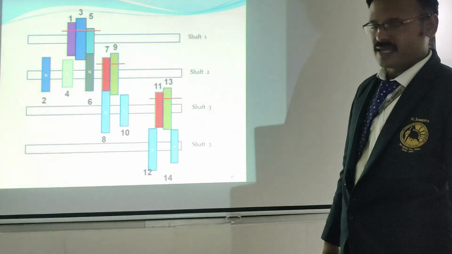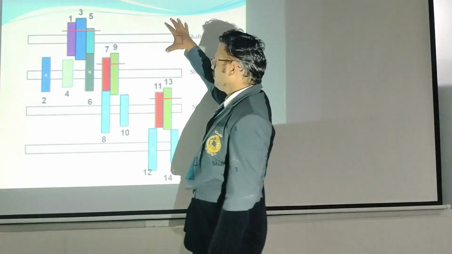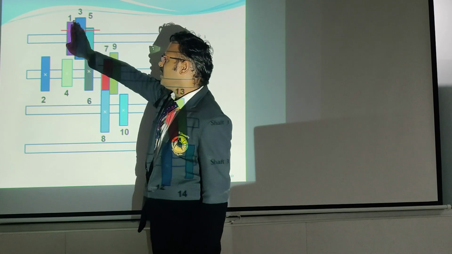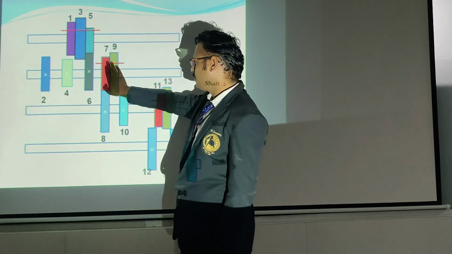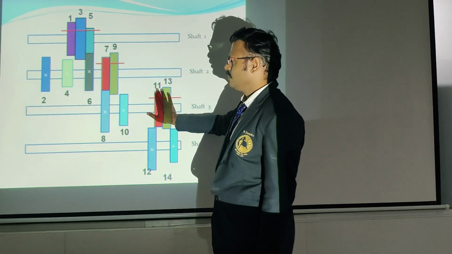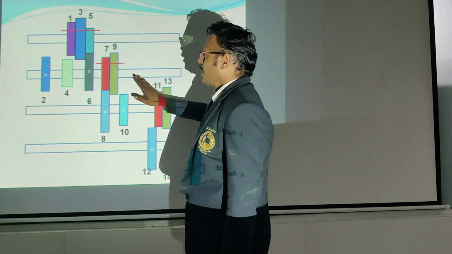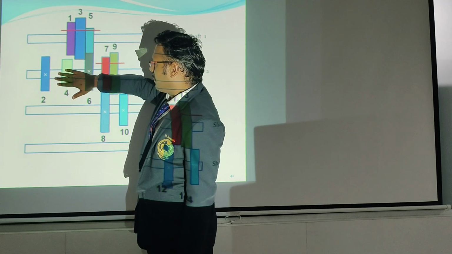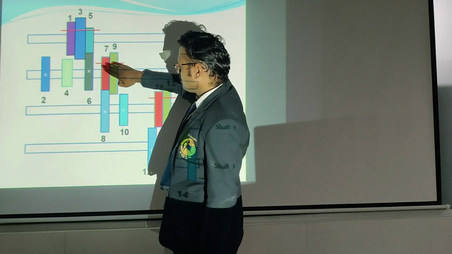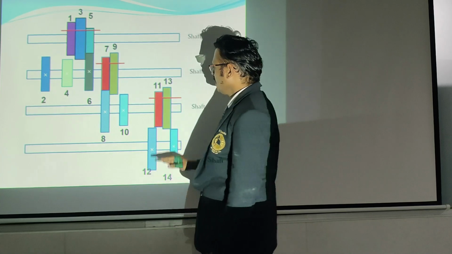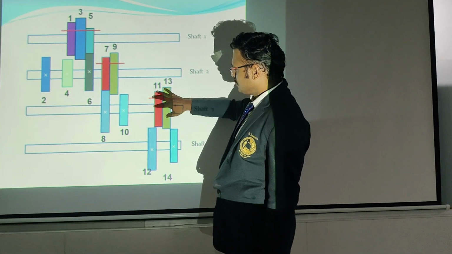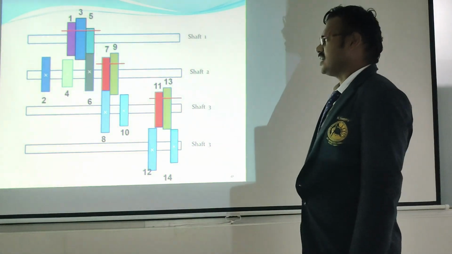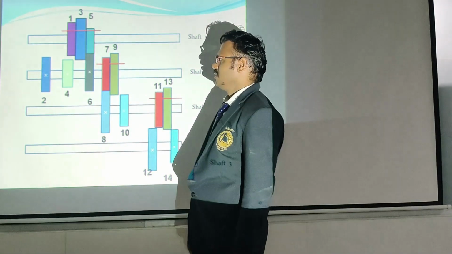So if we see in a kinematic diagram, in the first shaft, 3 gears, in the second shaft 2 gears, in the third shaft 2 gears. To pair these 3 gears, I have 3 pair gears. To pair these 2 gears, I have 2 pair gears. To pair these 2 gears, I have 2 pair gears. So it is the kinematic arrangement of a 12-speed gearbox.